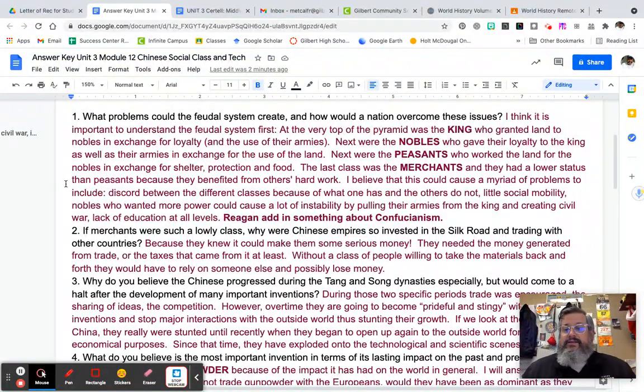Now, this could create a whole load of problems, including discord between the different classes because of what one has and others don't have. There's little social mobility. Nobles who wanted more power could cause a lot of instability by pulling their armies from the king and creating civil war. And there's a lack of education at all the different levels. It just depended on who you were, and that depended on what kind of education you got.